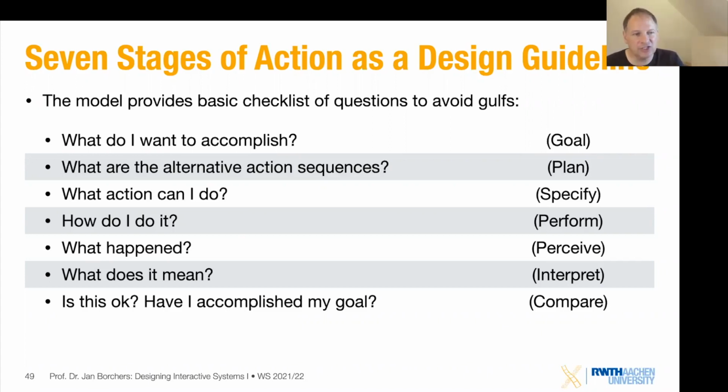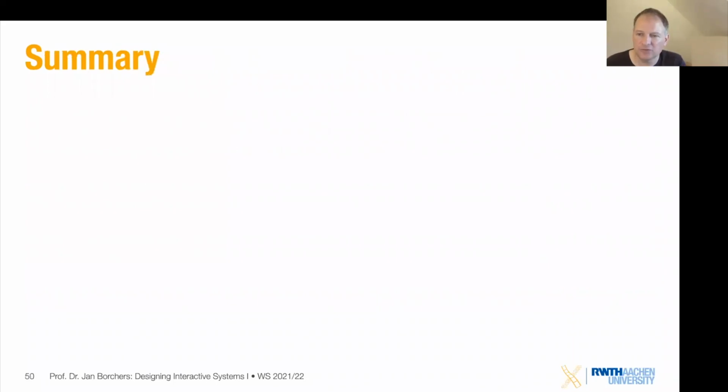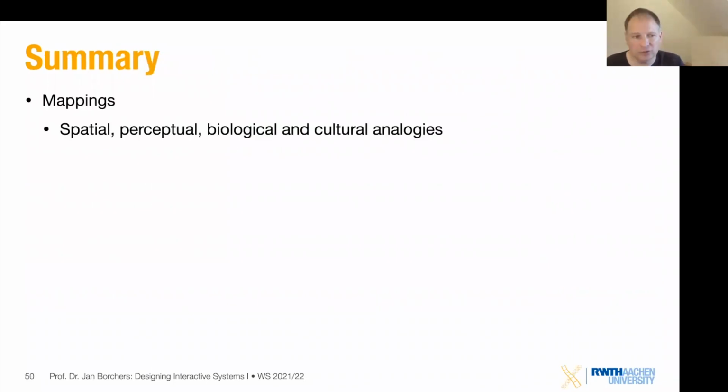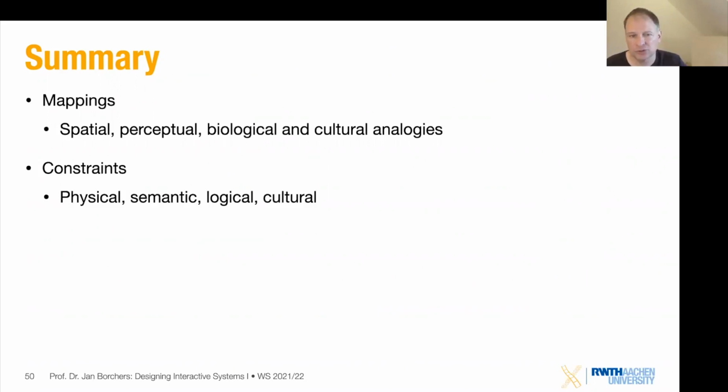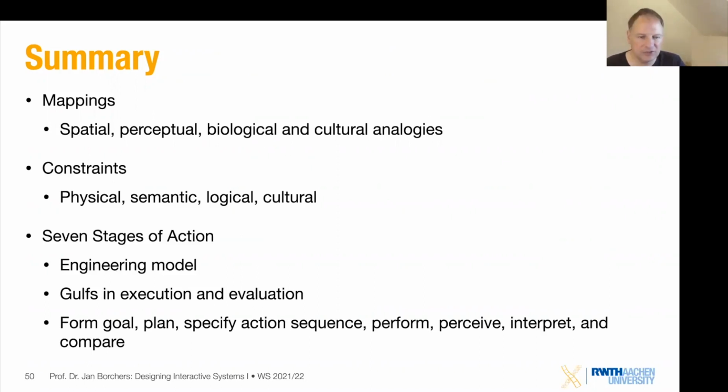All right, with the 7 stages of action, we can wrap this up for today. Each of these stages requires its own design strategies, right? And we will talk more about design strategies in the upcoming weeks. But in summary, you've learned today about mappings: spatial, perceptual, biological, and cultural analogies. We've talked about constraints, physical ones, especially forcing functions, but also semantic, logical, and cultural constraints. And you've seen the 7 stages of action.